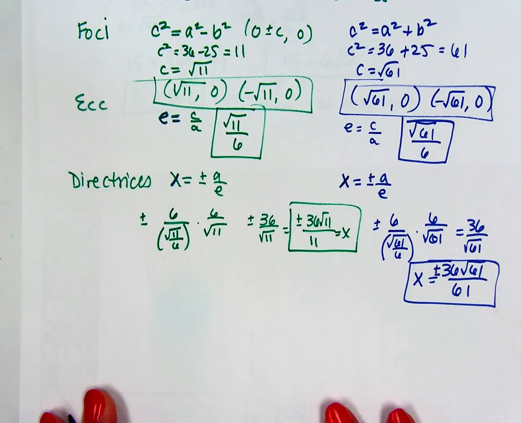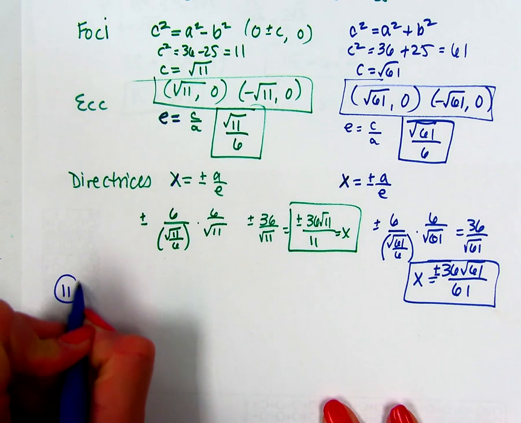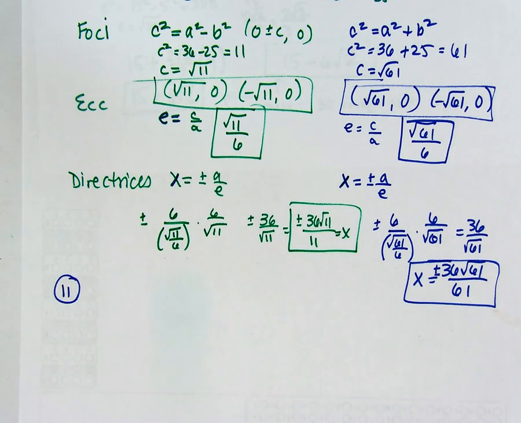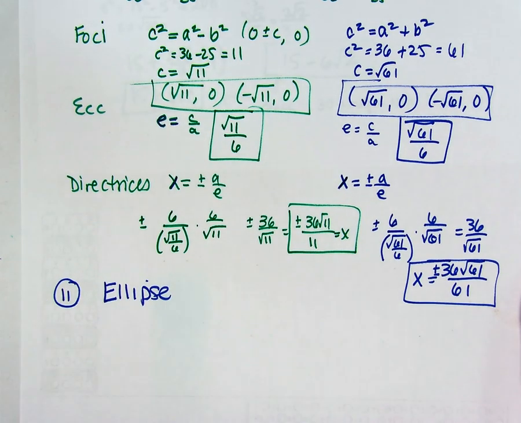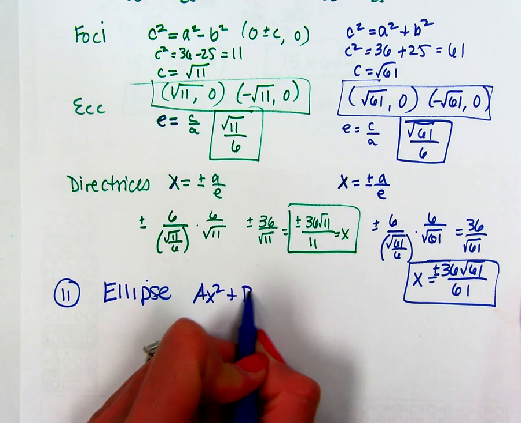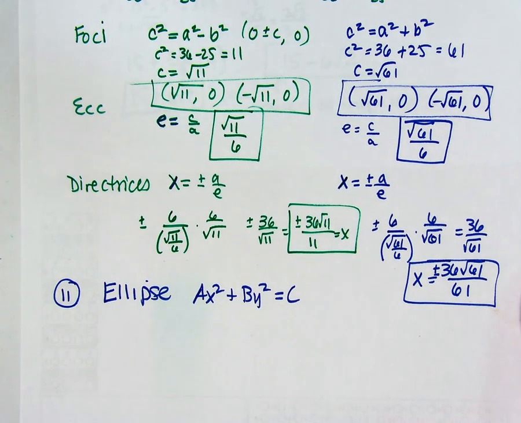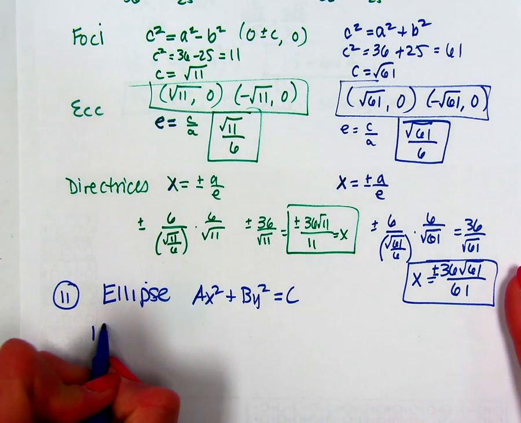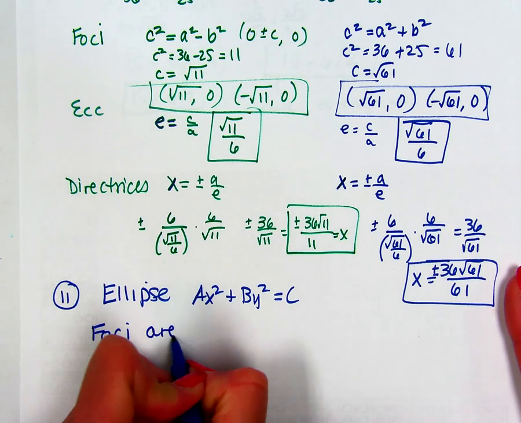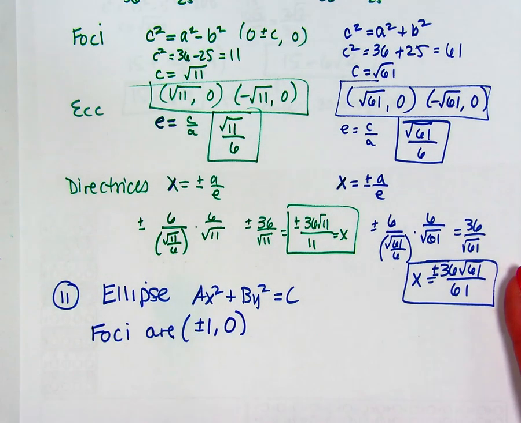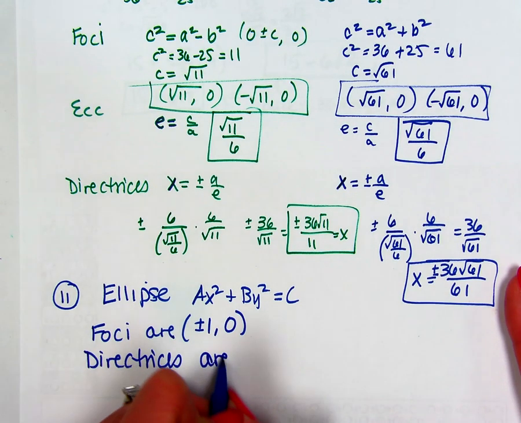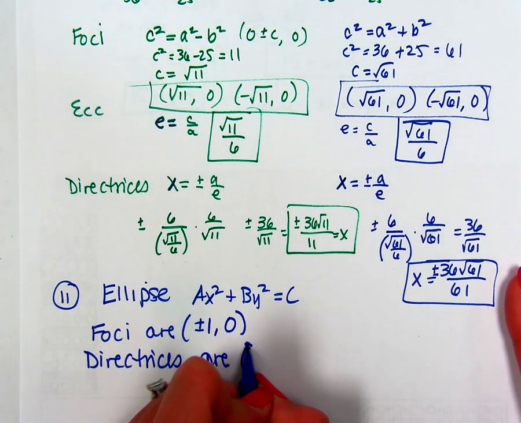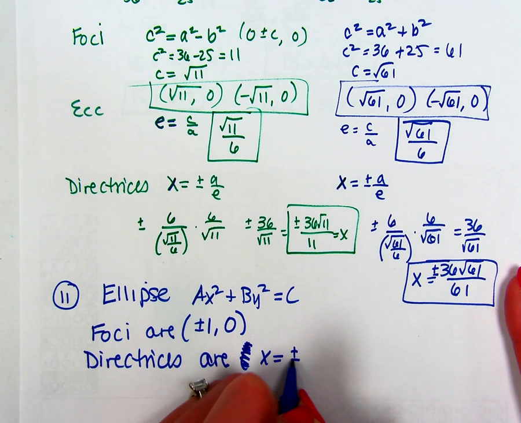All right, number 11 and 13 are working backwards problems. Number 11 says, use the given information to write the equation of an ellipse. In the end, they don't want the equation equal to 1. They want it to be in this format. So it tells you that the foci are at plus or minus 1, 0, and the directrices are at x equals plus or minus 4.